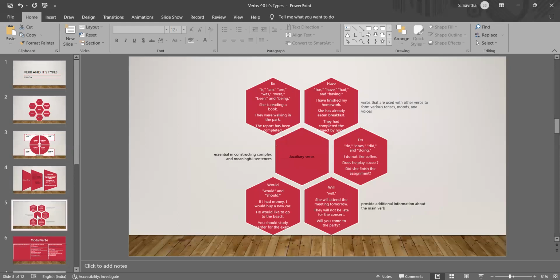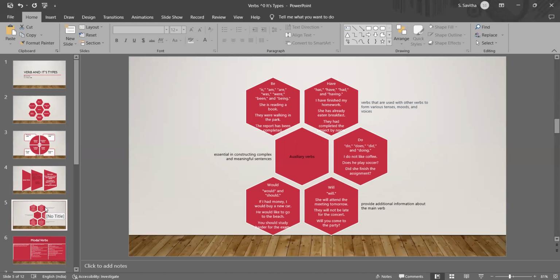The next type of verb is the auxiliary verb. What is an auxiliary verb? They are a type of verb that is used together with other verbs to create various tenses, moods, and voices in a sentence. It also provides some additional information about the main verb and helps to clarify the meaning of a sentence. Now, some examples of auxiliary verbs are given here in the slide.